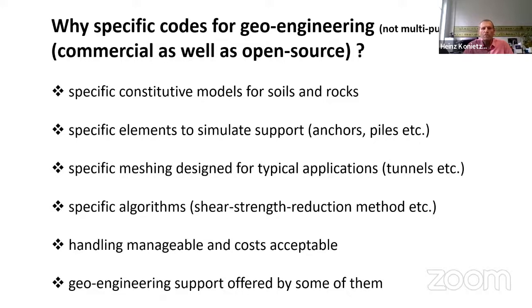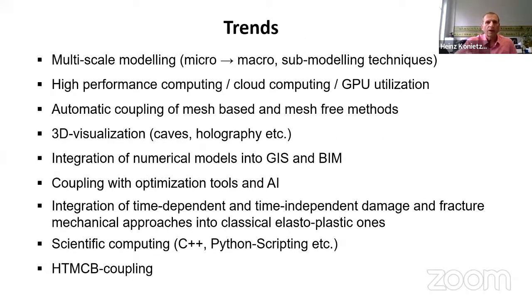And geoengineering support is offered by several of the companies who provide these codes, which can also be quite helpful. What are the major trends I see? The first is the multi-scale modeling. That means that we go from the micromechanical aspects to the macromechanical one. This is mainly done by sub-modeling techniques. Then we see an ongoing trend to high-performance computing or cloud computing. Some of the codes can also use the graphical processor units.